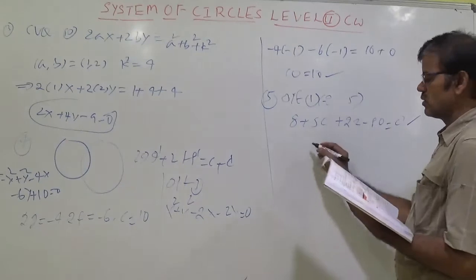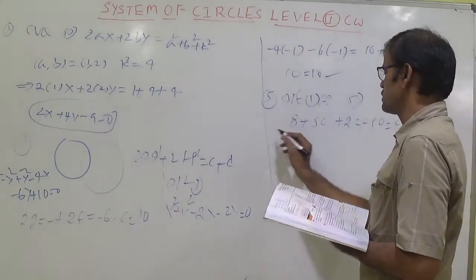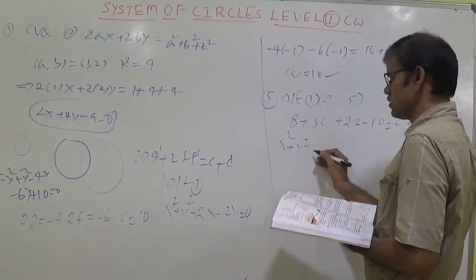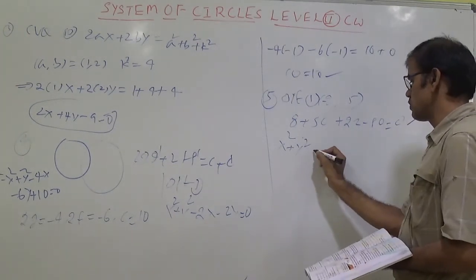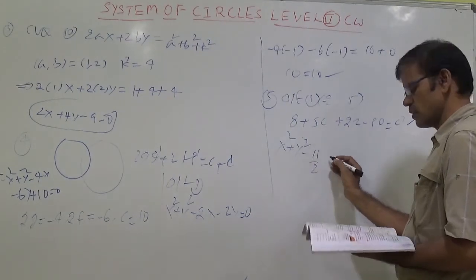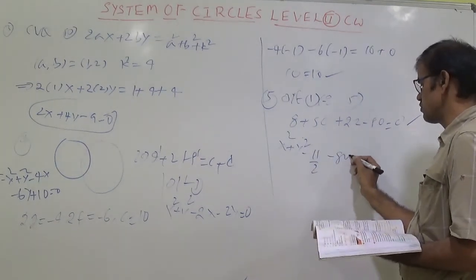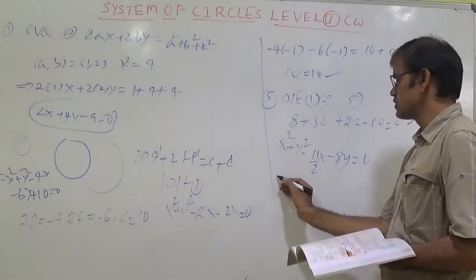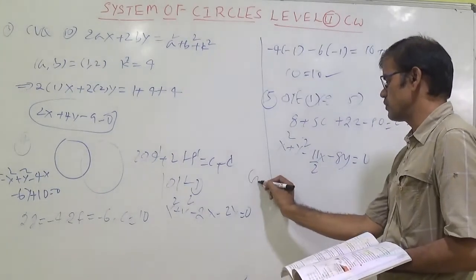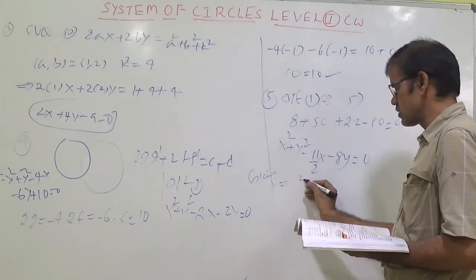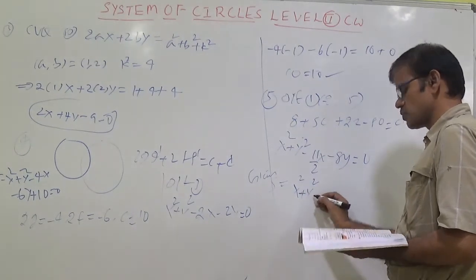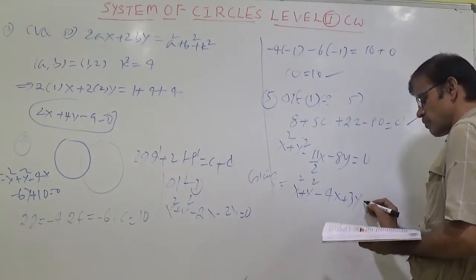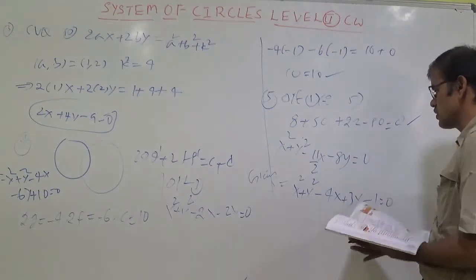It is true. So let us standardize the equation. Standardization meaning divide by 2: x square plus y square minus 11 by 2 x minus 8y equal to 0. Yes, I am writing the given circle. This is the given circle: x square plus y square minus 4x plus 3y minus 1 equal to 0.